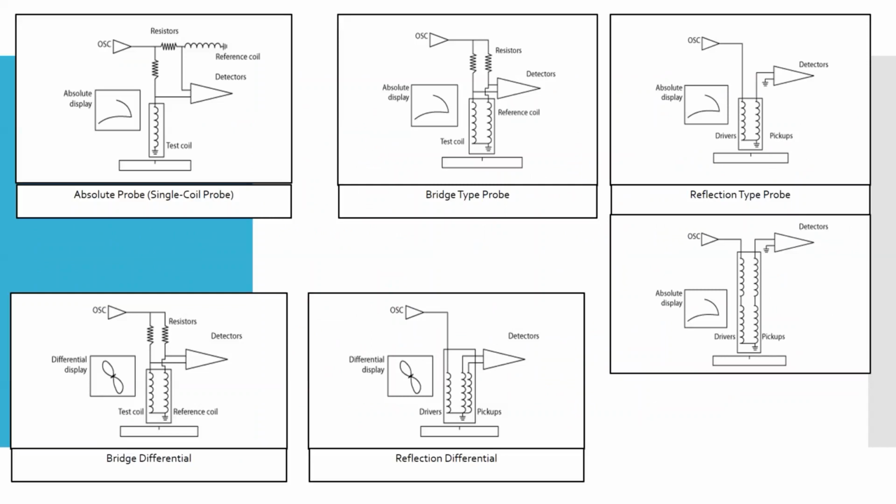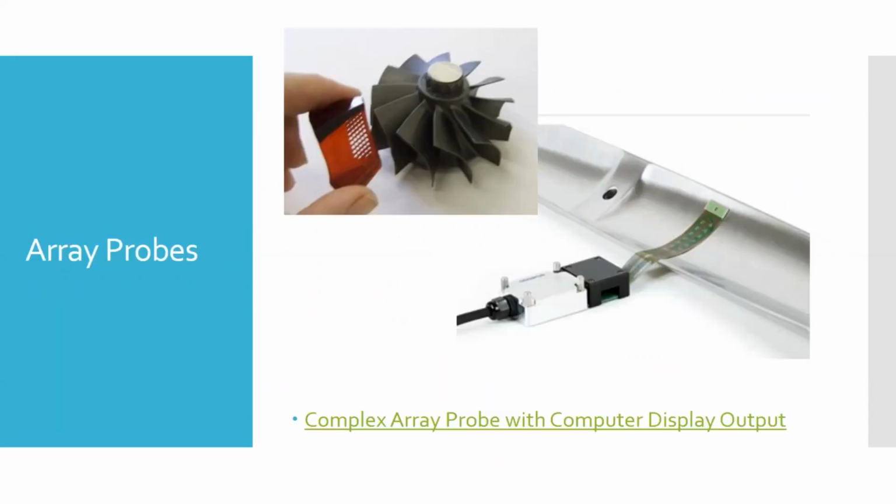We can also take any of these, absolute, bridge, differential, reflection, and we can put multiple into a single sensor. So what we have here is something called an array. We have a couple array probes. What they mean by array is basically multiple probes in one piece. So this is a flexible array. It can be made to fit different surfaces. Or you can have all these dots on here, which are various coils, to run along a contoured surface. And so when you start doing that, you can do some pretty neat stuff.